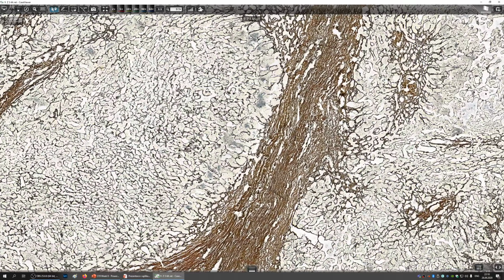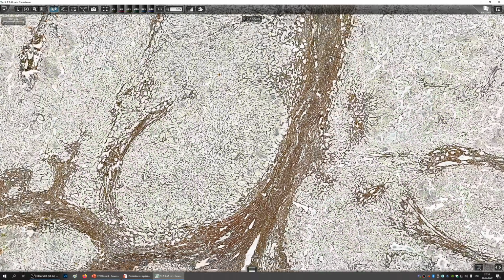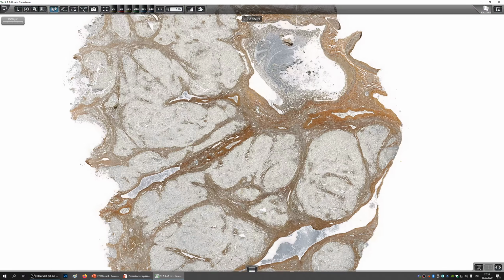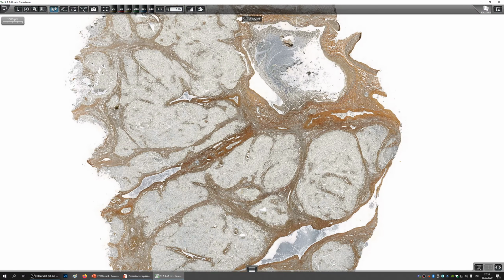So this is abnormal. When we see this bridge formation, we can say with confidence that this is hepatic cirrhosis. So this is just the reticulin stain. It's a silver impregnation technique.